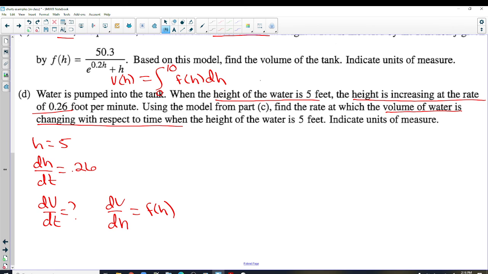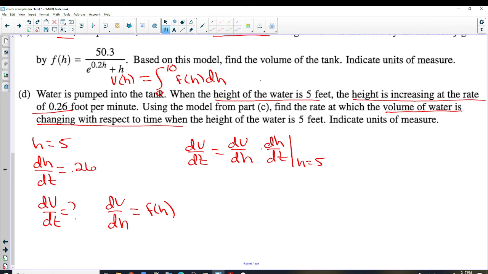All right. Believe it or not, we have all the pieces we need. Why do we have all the pieces? I see it. Okay, so what we want is equal to what? dV dh times dh dt, evaluated when h is equal to 5. That's an important piece there.